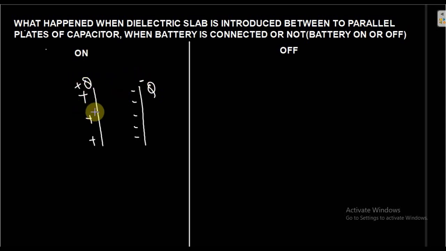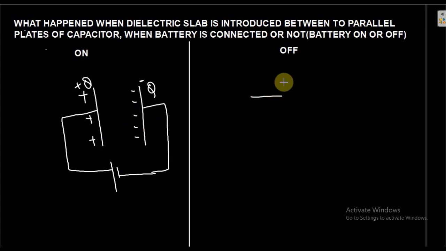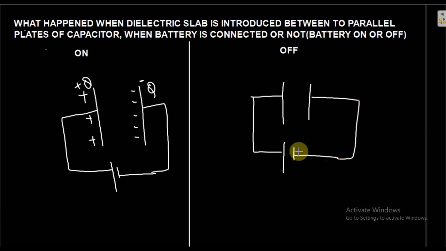What will happen if we connect this capacitor with a battery, and the battery is in the on condition? And in the second case we will discuss what will happen to the other parameters like potential, charge and all when the battery is not there. No battery means it is in the off condition: after charging the capacitor, we disconnected the battery and switched it off.